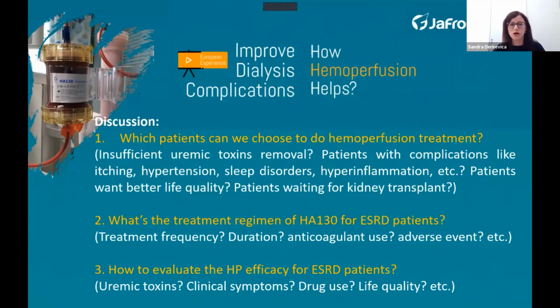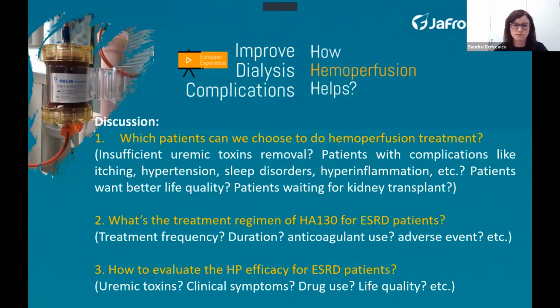And about blood flow rate, for now we use the patient's routine blood flow rate during hemoperfusion, and it's from 270 till 350 without any complications. Thank you. Okay, thank you.